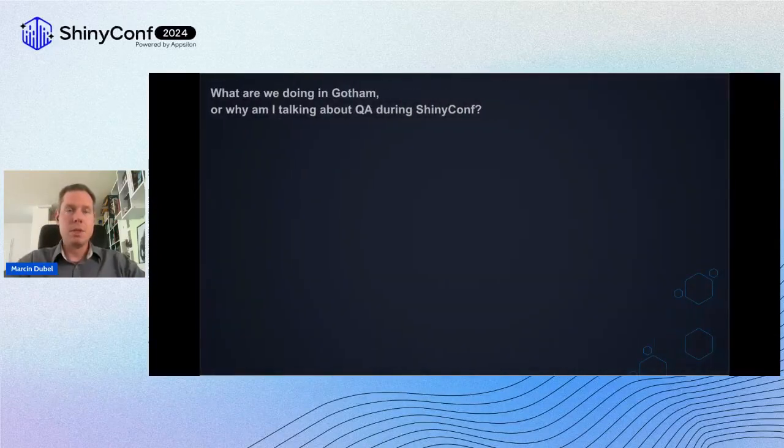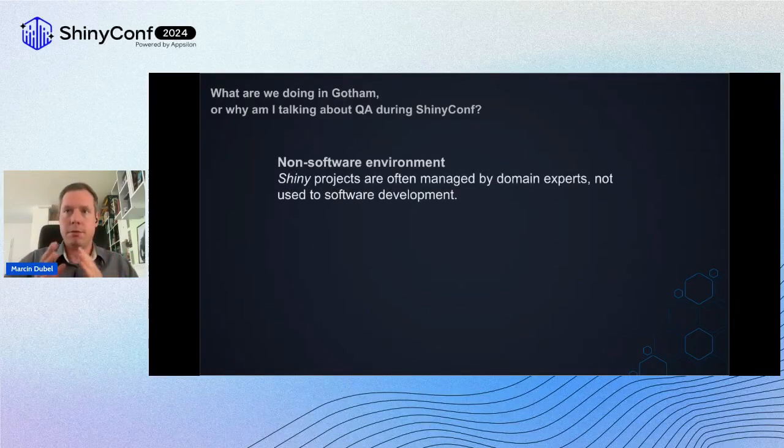Okay, so you might be wondering what he's talking about with this Gotham, and why quality assurance is a topic during a Shiny conference. Extended tasks sounds like a good fit, but why quality? So I consider Shiny projects to be particularly exposed to issues with quality. And what I mean here, there are two reasons for that. We are often operating in a non-software environment.